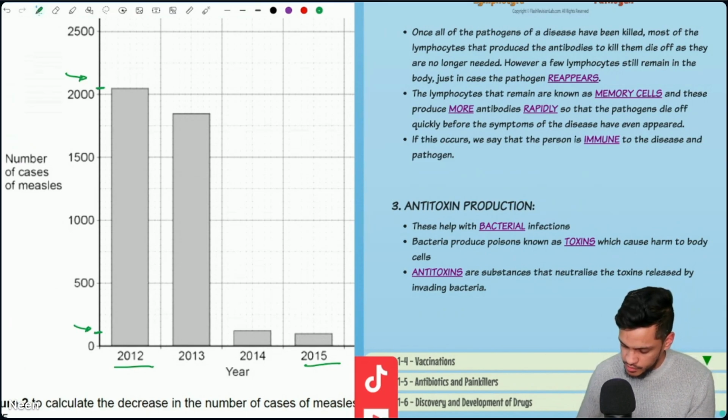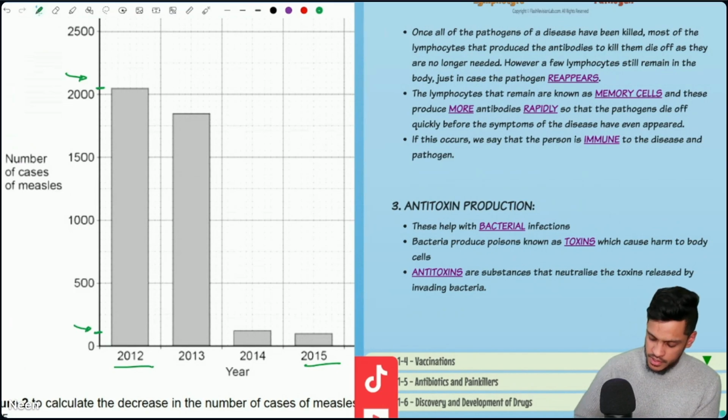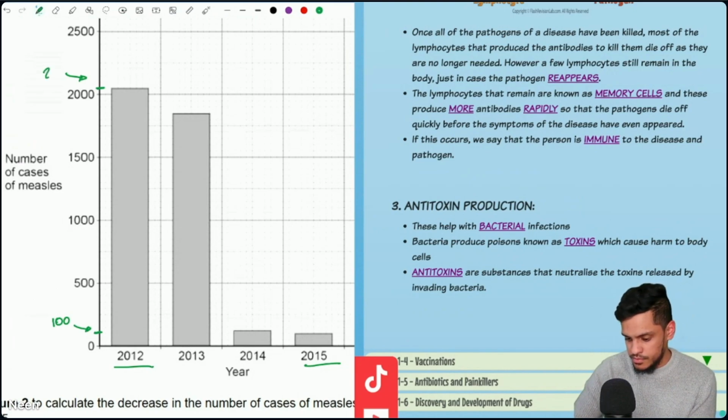So each square, you've got 10 squares going to 500. So that means each square is 50, isn't it? We've got 2 squares here. So that bottom one is going to be 100. And then the top one is 2000. There's 1 square above 2000. So that's going to be 2050. Those are the 2 values that we've got there.